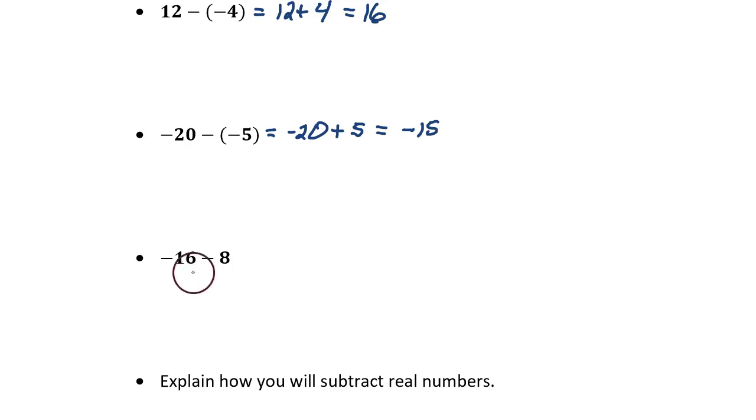I'm going to pause the video for you to try this next example. And here's the answer. This can be rewritten as negative 16 plus negative 8. And now these two negative numbers can be added together. The answer is negative 24.